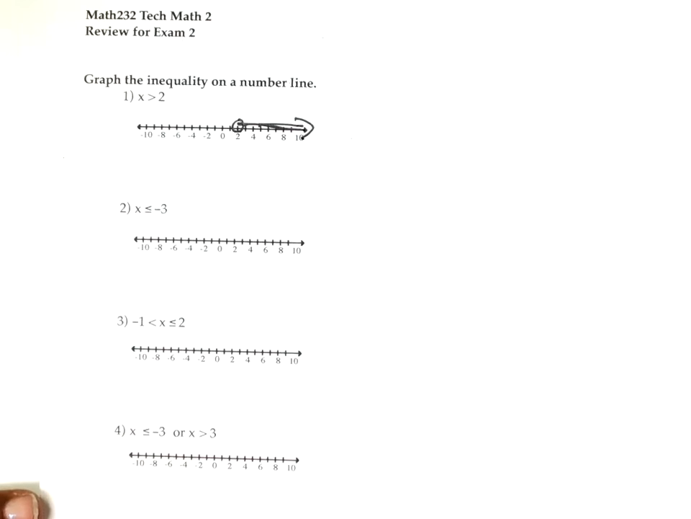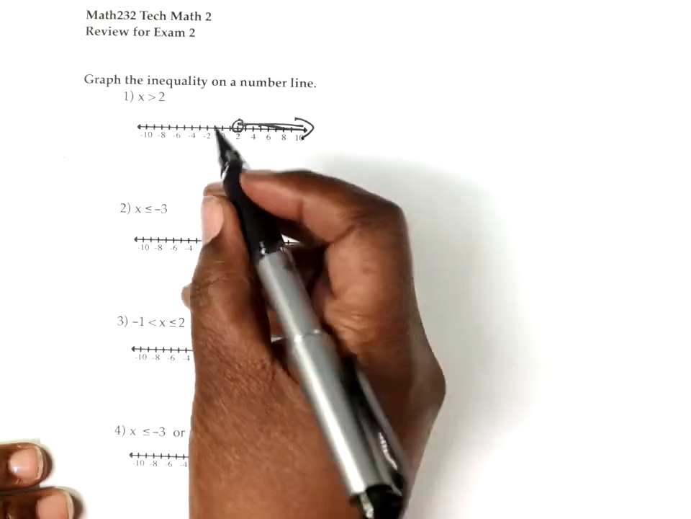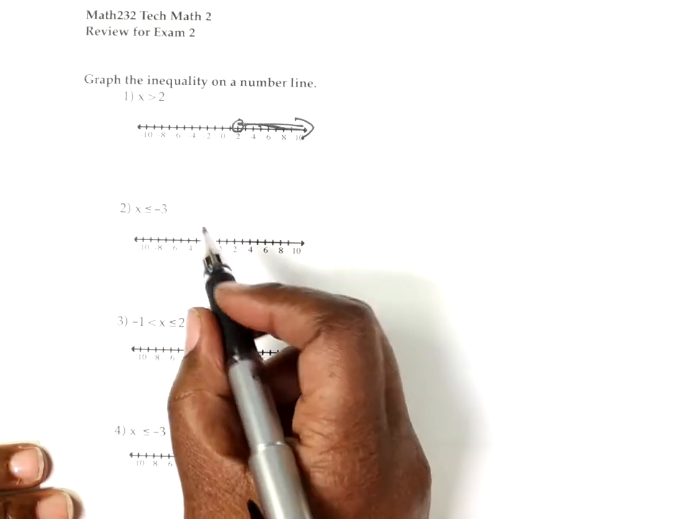So this is a review packet that I gave you in class, and I'm going to go through all the solutions. Our first one is x is greater than 2. So I have an open circle at 2, and I'm shading to the right. Next, we have x is less than or equal to a negative 3.